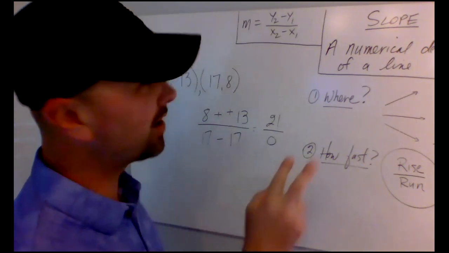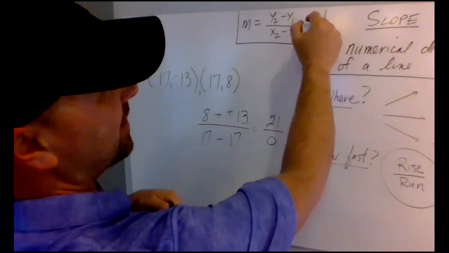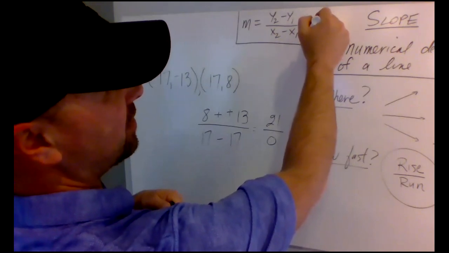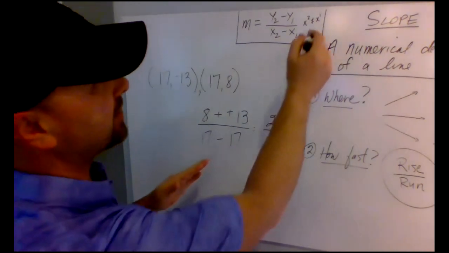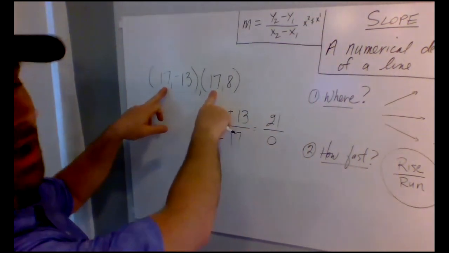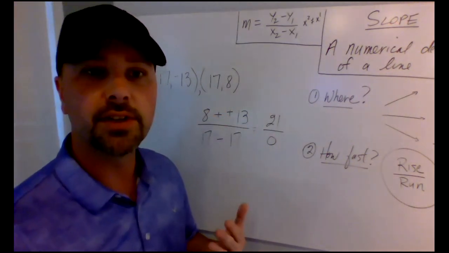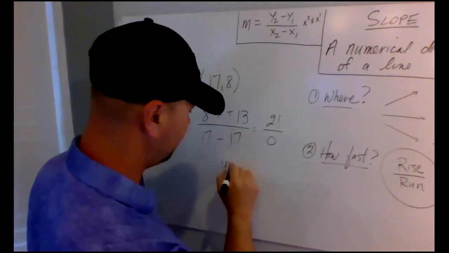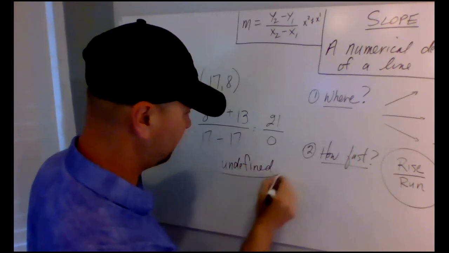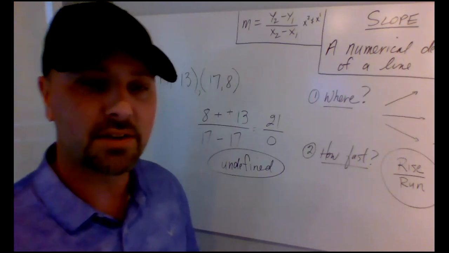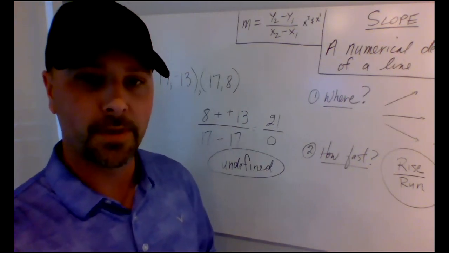So this is the part of this equation, the second part, where it says x2 cannot equal x1. Okay, what they're telling you is your x's cannot be the same. If they are, it is called undefined. And it's not a function. It's not something that's real.